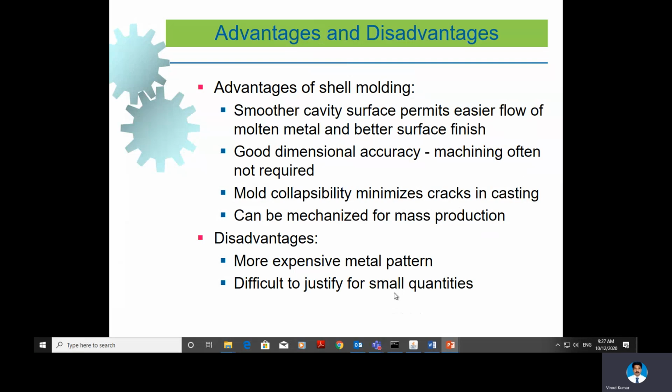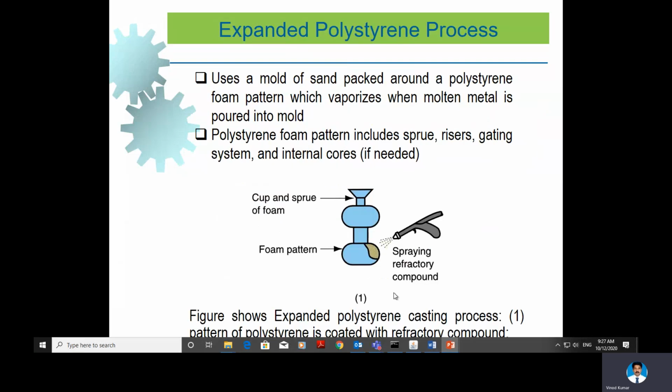Now we come to the expanded polystyrene process. In the expanded polystyrene process, we use as a mold sand packed around a polystyrene foam. See here, the pattern is made up of polystyrene foam.